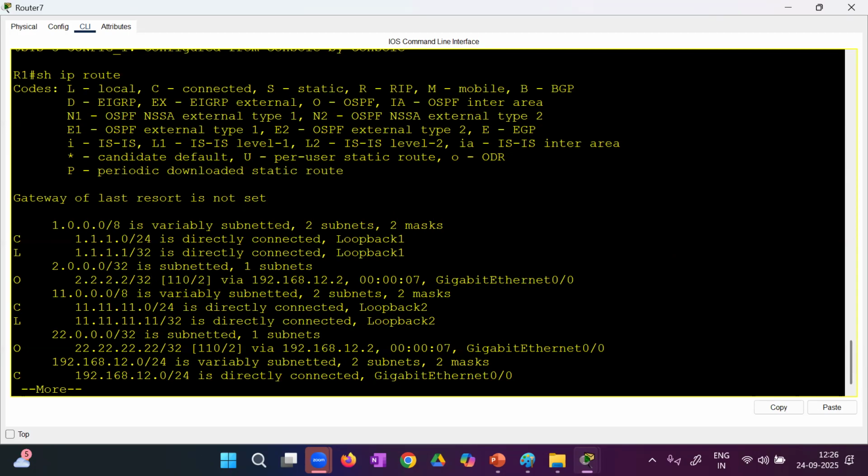Okay. Now what is the AD value? 110. And this is the cost, the metric cost, that is 2. Same as you can find it here also. OSPF, and this is the value.